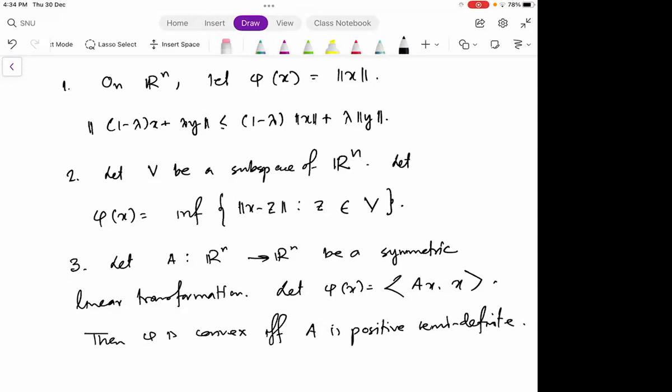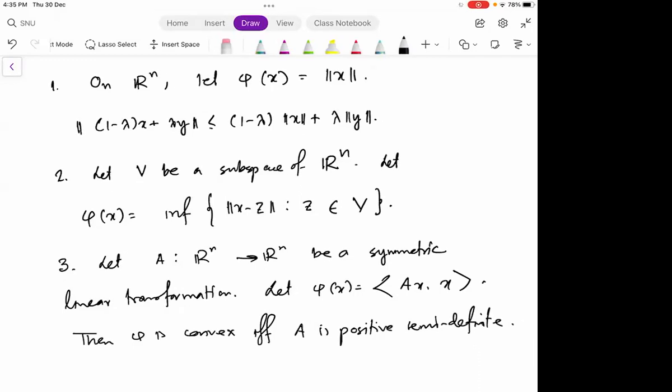Now, it's not very difficult to see that lambda 1 times norm x squared is greater than or equal to the inner product of Ax with x, which is greater than or equal to lambda n times norm x squared, and this holds for every x. This is part of what's called diagonalization. It's a consequence of diagonalization of symmetric matrices.